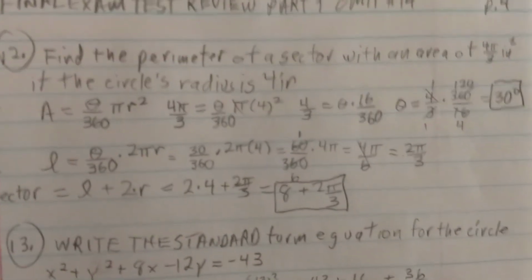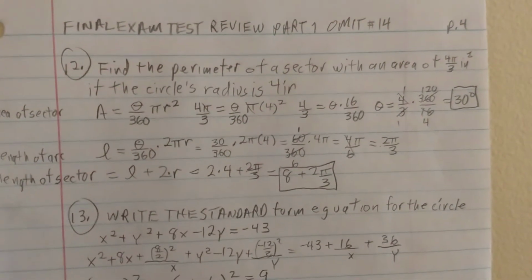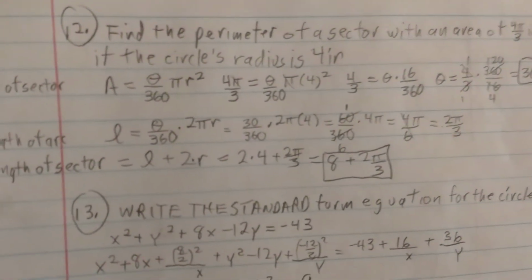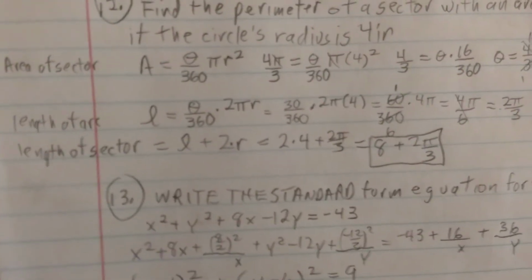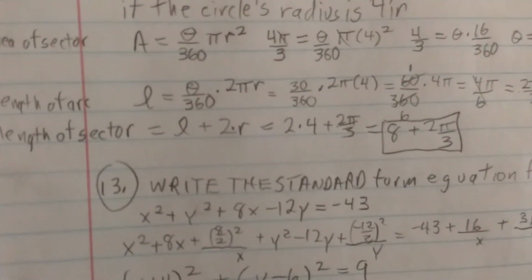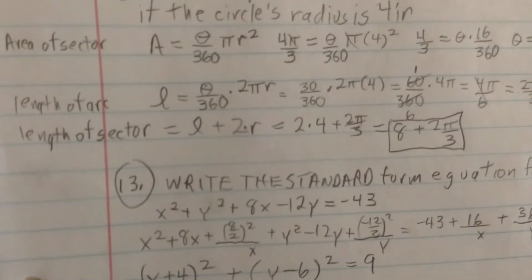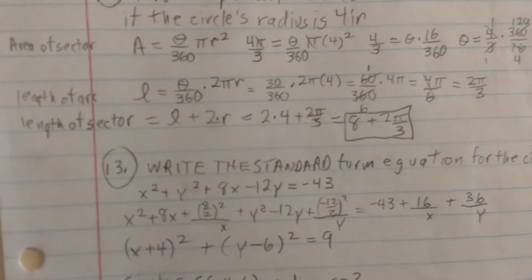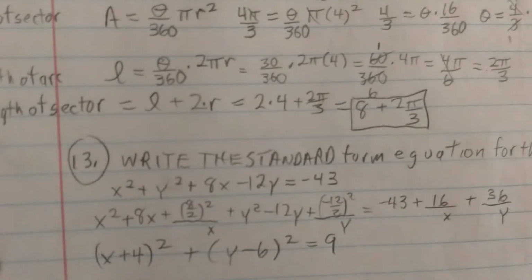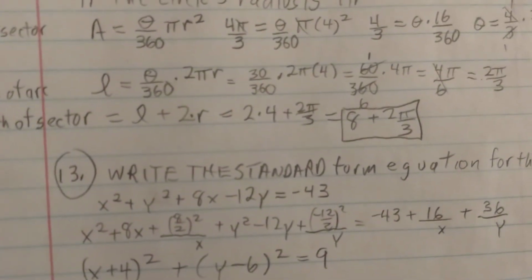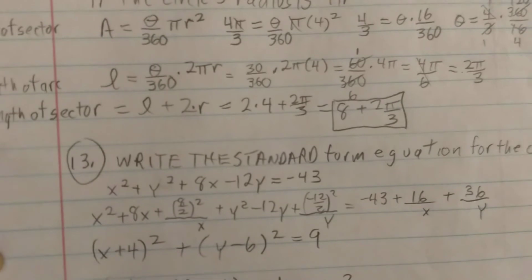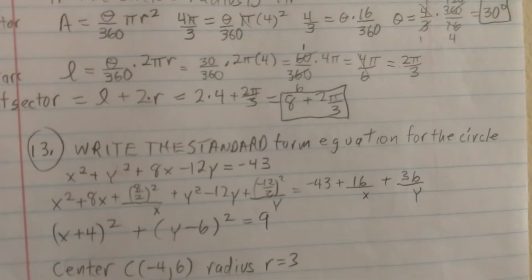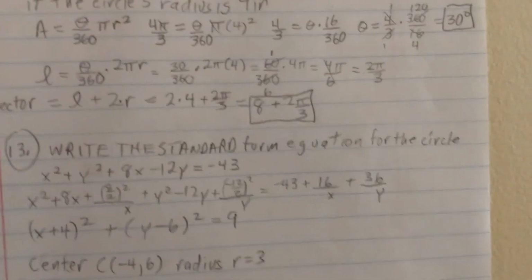Okay, on 12, we're asked to find the perimeter of a sector with an area of 4 pi over 3 inches squared if the circle's radius is 4 inches. So our area of a sector formula, this makes sense, is theta over 360 pi r squared. So it's just that fraction of the whole area, pi r squared. Well, we're given what that area is, 4 pi over 3, and we know that the radius is 4, so that's equal to theta over 360 pi times 4 squared. Now noticing the pi's cancel, and we're left with 4/3 is equal to theta times 16 over 360.